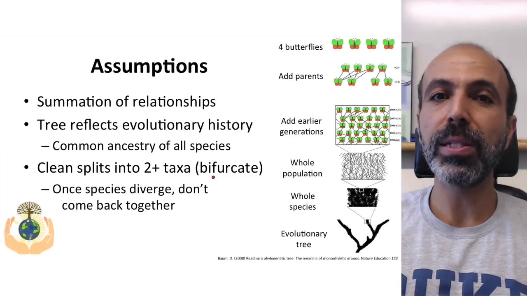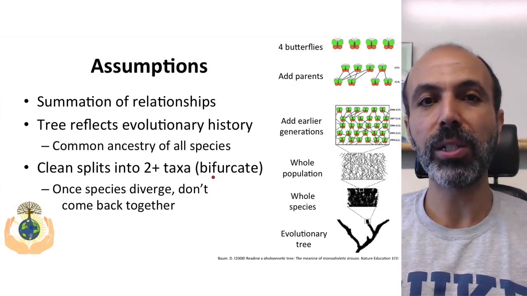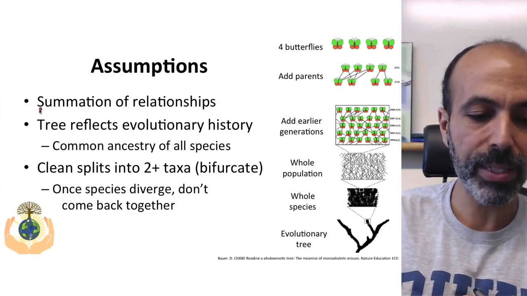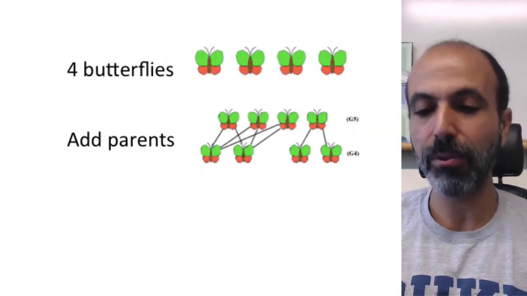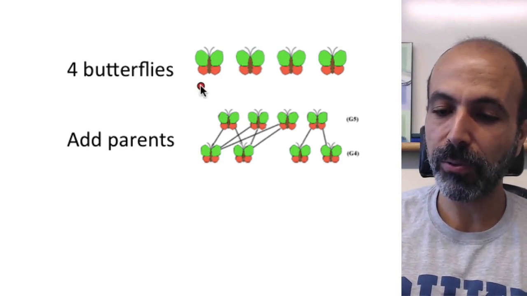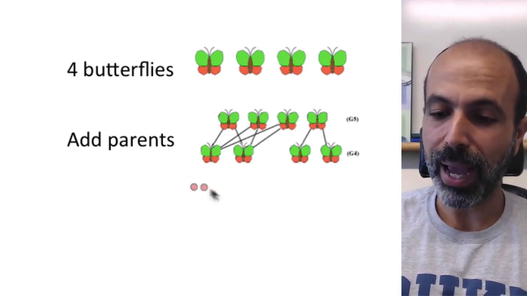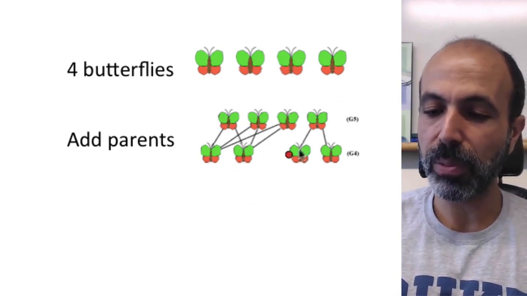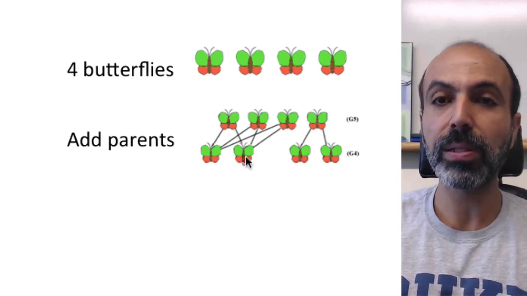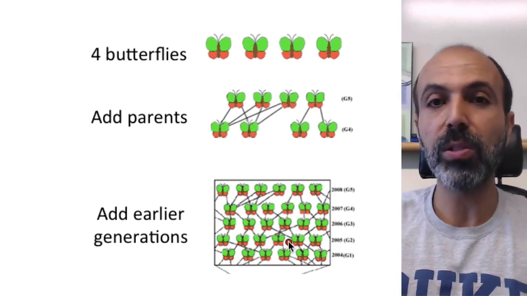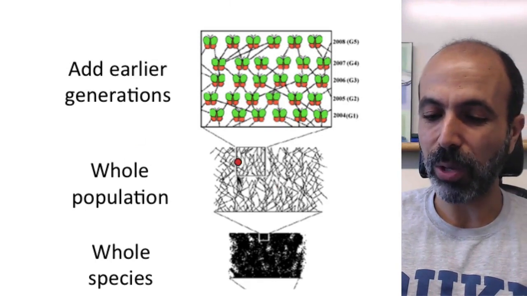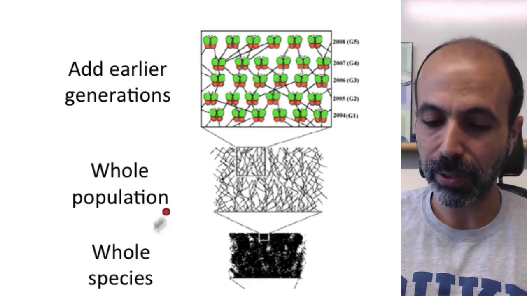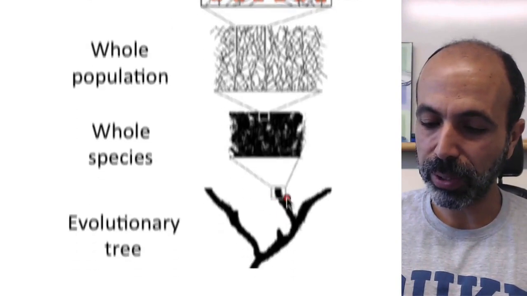So what are some of the assumptions in making phylogenetic trees? One is we're looking at the summation of relationships over time. I love this figure. This comes from a paper by David Baum, who's a friend of mine as well. So here we have 4 butterflies. You can add the parents there, and you see that there's some relationships among them. That this one has these 2 parents, this one has these 2 parents, etc. You can add earlier generations, so you get this sort of web of relationships. You can then look at the whole population. You see this web gets more scattered. You can look at the whole species, and ultimately you get to this evolutionary tree.